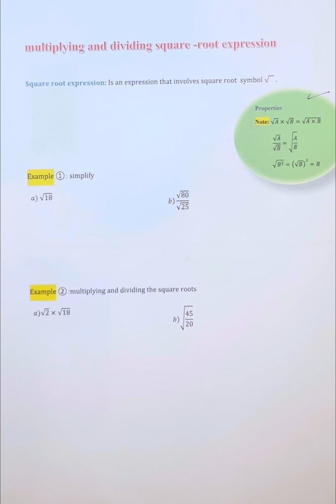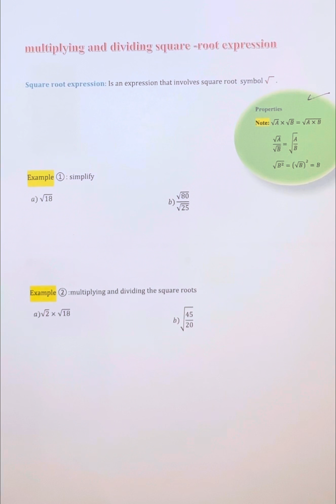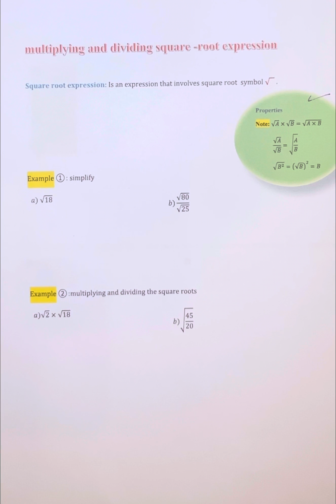The first note is if we have separate square roots, we can combine them in one square root. Sometimes we need to combine them, sometimes we need to separate them. Second one, if we have separate square root expressions with a division between them, we can combine them, okay? Again, we can combine them or separate them.